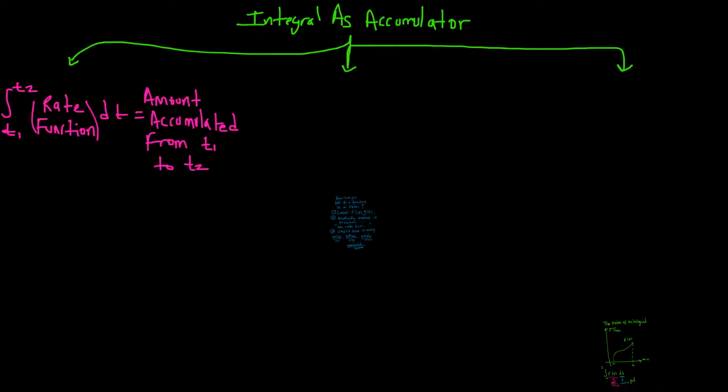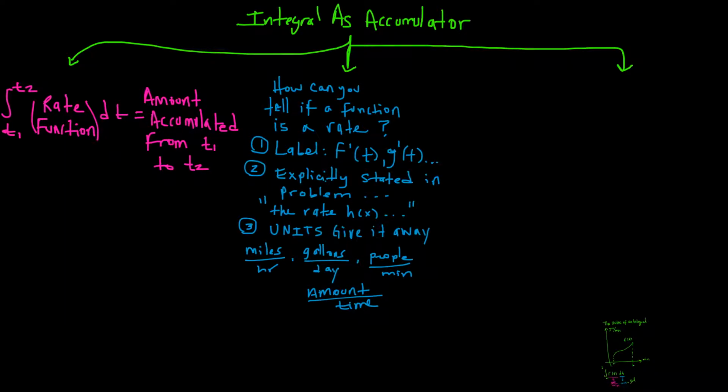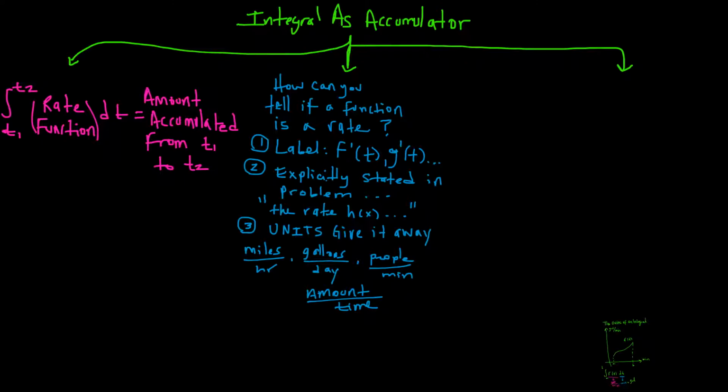The second principle is, well, how do you know if a function is a rate function? And there's three ways you can tell. One important method is they will label it for you. They'll say the function is f prime, g prime, h prime, some sort of a prime, and then you know if it's a derivative function. Another way of saying it's a derivative function is to call it a rate function. So then if you integrate that rate function, you will get an amount.